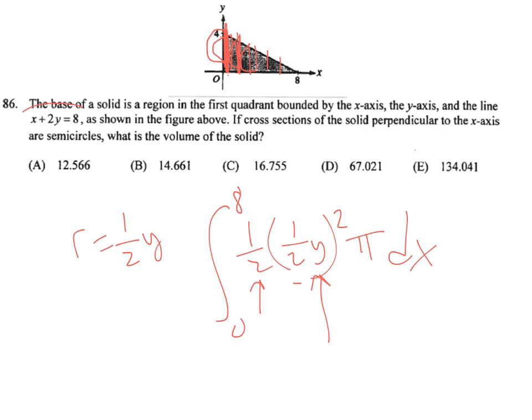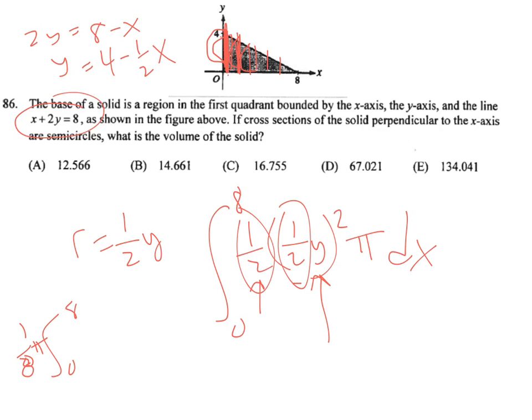Well, luckily, we've got this equation here, which tells us that 2y equals 8 minus x, so y is equal to 4 minus half of x. So when we put this all together, we'll have the integral from 0 to 8. Well, we can pull a 1/2 pi out of the whole thing. Actually, we can take out a 1/8 pi, because we have this 1/2 squared, and we have that 1/2, so we get 1/8 pi, and then we're left with y squared, and that's going to be 4 minus a half of x squared dx, and then we crank this in our calculator.